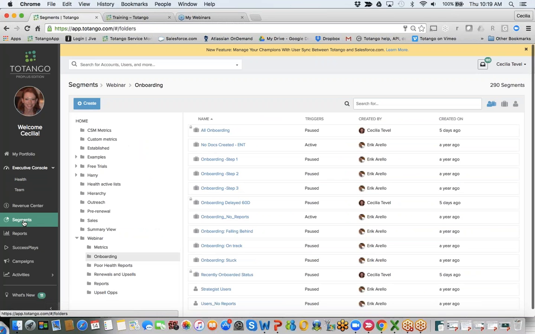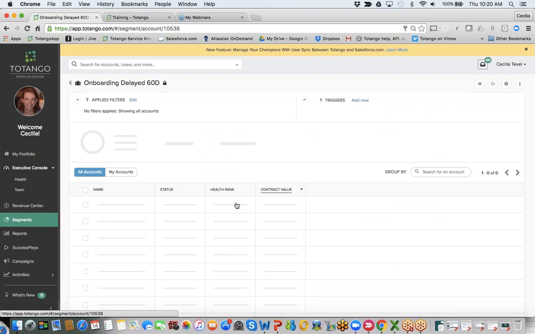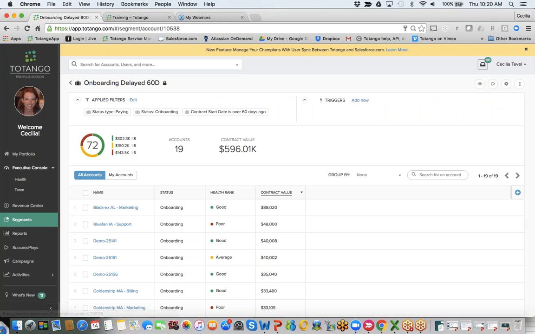The other way, of course, is in the segment section. So we have a very rich filtering area where you can actually specify anything regarding your onboarding customers or any other type of customer. What I have done already is I created several lists or segments to look at all my onboarding customers, my onboarding customers that have been in delay, so they're delayed past 60 days, and recently onboarded. So if I look at my onboarded delayed, this is the list we're going to focus on right now.